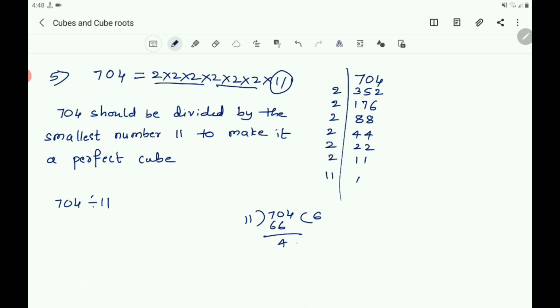So you got 64, and 64 is a cube of 4. 64 is a cube number.